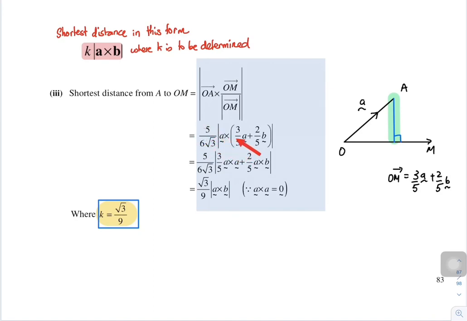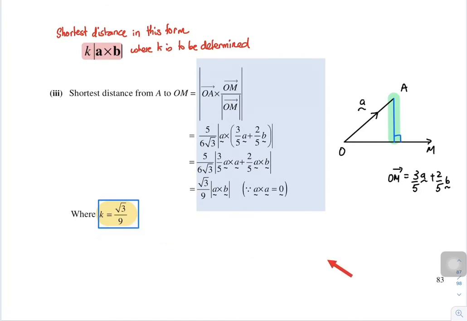Now we will do the cross product term by term. We have A cross with 3/5 A, so you will have A cross A, and A cross with 2/5 B, so you will have 2/5 A cross B. Now A cross A is the zero vector. We've seen this before, so we will be left with the zero vector plus this vector. So in the end we can take out the 2/5 to combine with whatever numbers we had previously, and what we have left in this modulus is just A cross B. So now we have achieved our objective. The shortest distance is written in the form K times the modulus of A cross B, and in this case the K has this value.